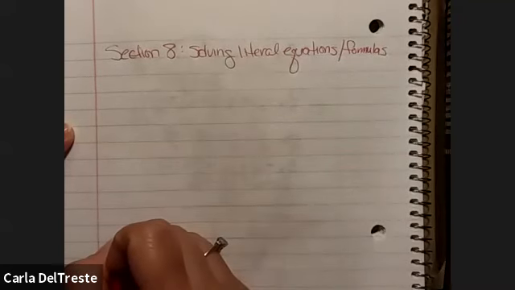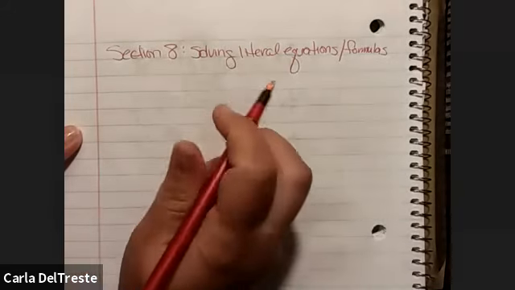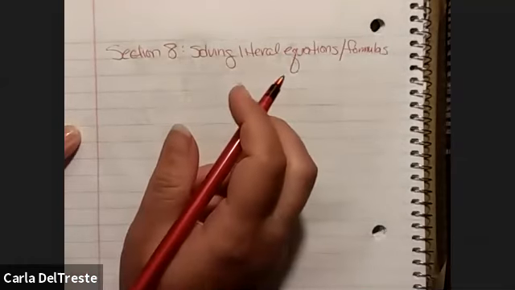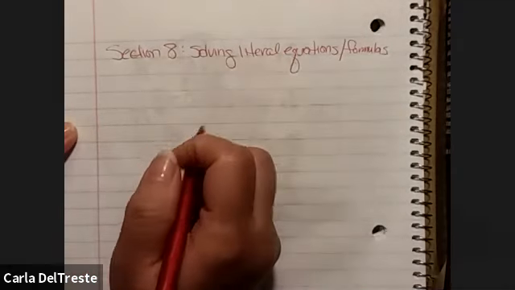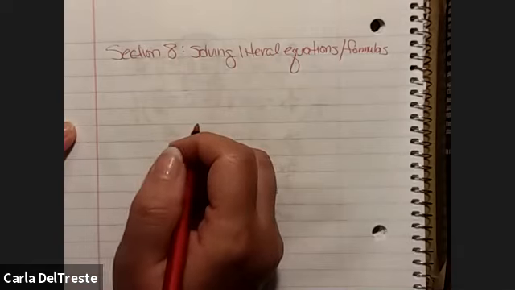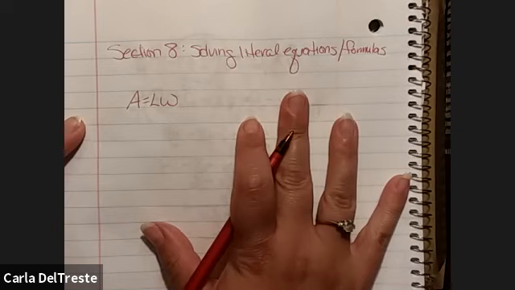All right, everybody, here's our last video for section 8, which is going to be on solving literal equations or formulas. Solving a literal equation means that it is a real life formula, a real life equation that means something. For example, A equals LW. This is a real formula: area equals length times width. I don't expect you to know that.